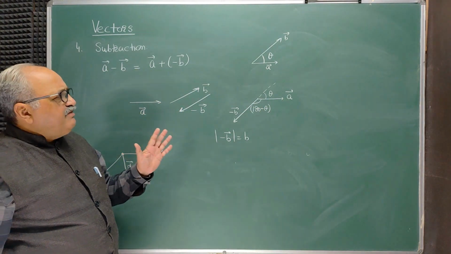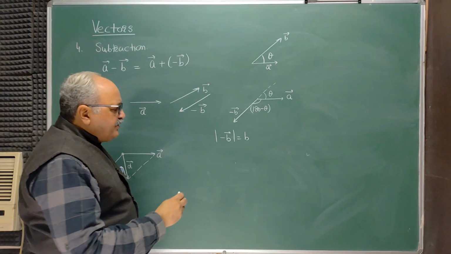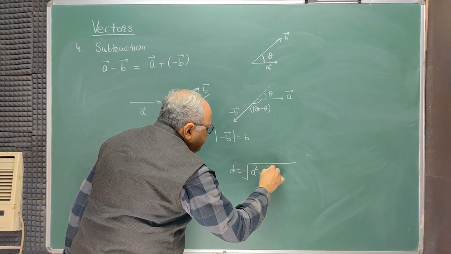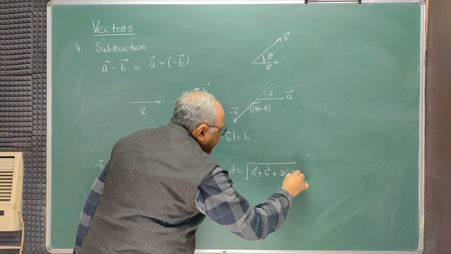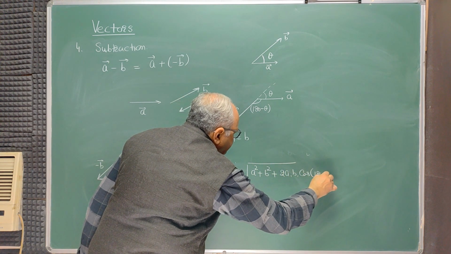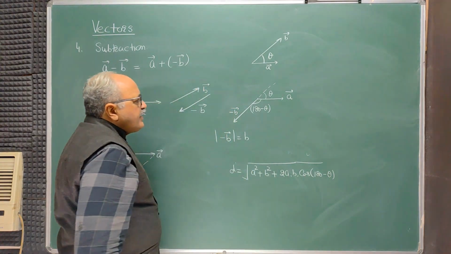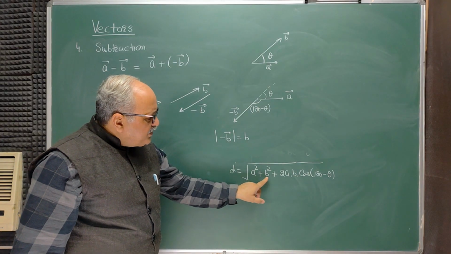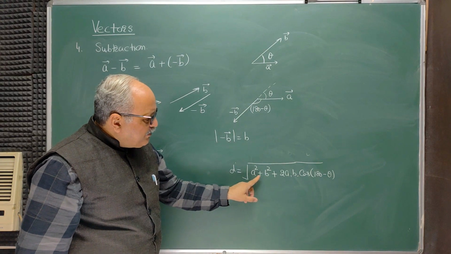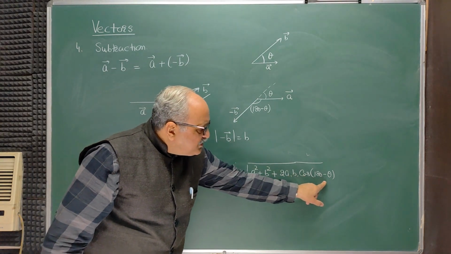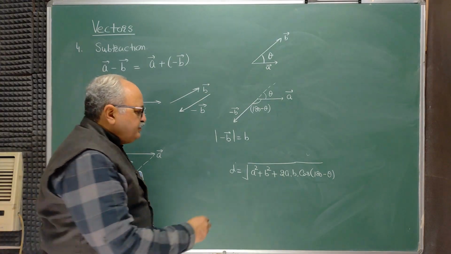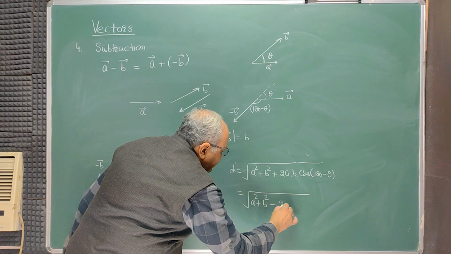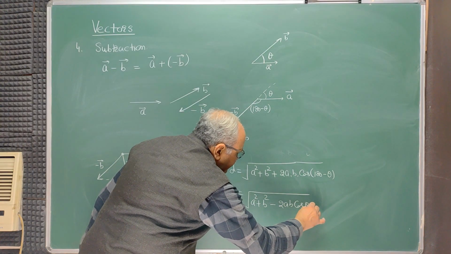Rest you have to go in the same way as for the addition of the vectors. That means if I have to look for the magnitude of D, this is going to be A square plus B square plus twice AB, but this time it is cos 180 minus theta, because now the angle between A and minus B is going to be 180 minus theta. Since the magnitude remains the same, there is no negative sign here. We have A square plus B square, but because of this cos 180 minus theta, as you know, this is negative of cos theta, so we can modify it to A square plus B square minus 2AB cos theta.